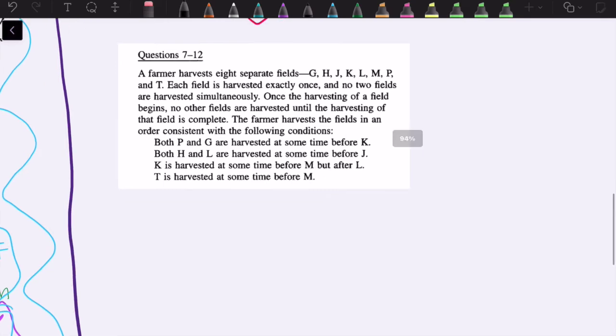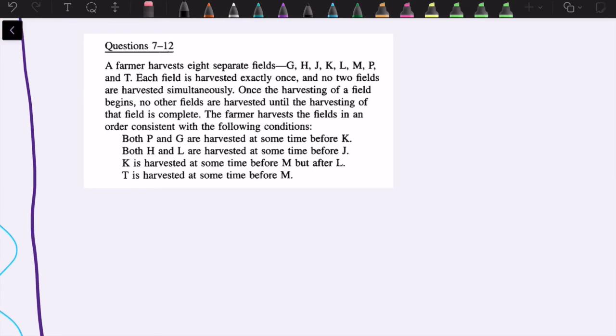So here our variables are a farmer, which I actually grew up on a farm, so that's why I picked this one. A farmer harvests 8 separate fields. We have our different fields, G, H, J, K, L, M, P, and T. Each field is harvested exactly once, and no 2 fields are harvested simultaneously. So they're telling us, hey, we're going to have 8 that go in order, right? 1, 2, 3, 4, 5, 6, 7, 8.